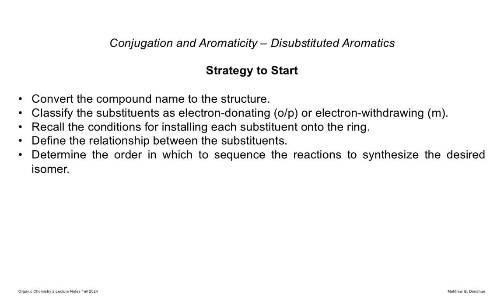So some strategies to start with. If you're given a compound name, always draw the structure. Once you have the structure, classify the substituents as electron donating or electron withdrawing. Look up the reaction conditions you learned for each of those. What is then the relationship of the substituents? And then just sequence your reactions in the correct order to get that relationship.